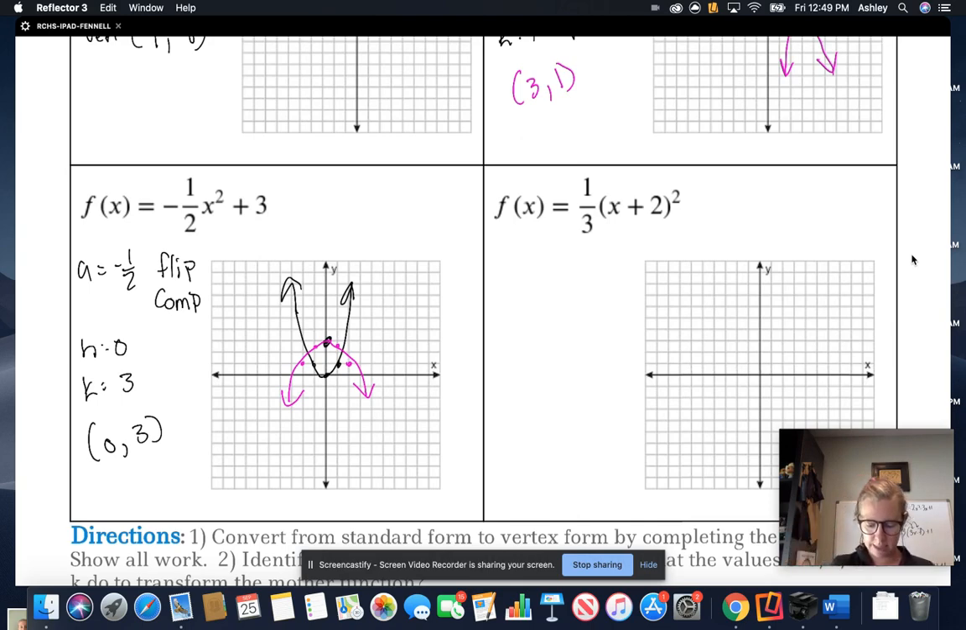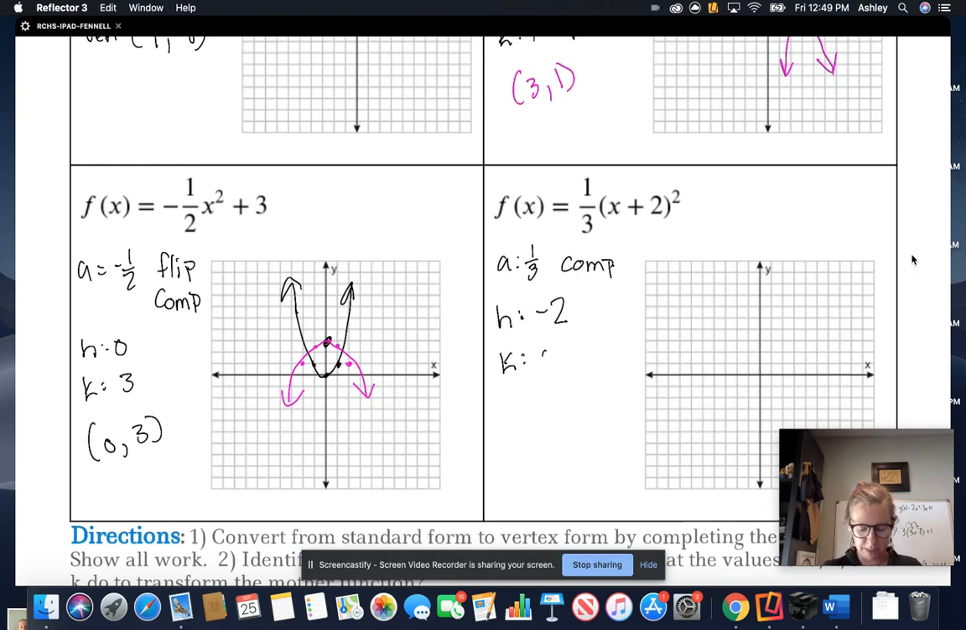Okay, next example, we have 1/3 of (x + 2) squared. Okay, my A value is 1/3. It is going to compress my function now by 1/3. Every output will be 1/3 as tall as the original. My H value is -2. Again, if I see a positive in there, that means I must have subtracted a negative. So the actual H value is -2.